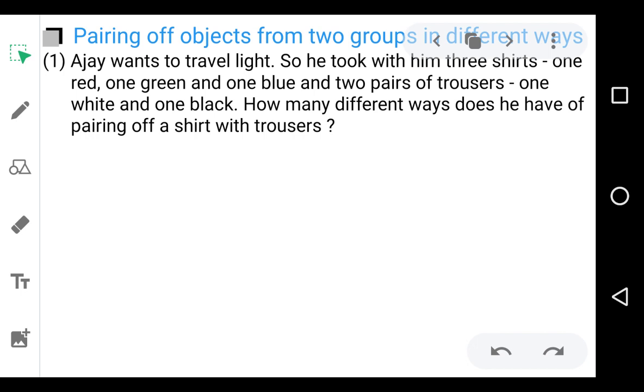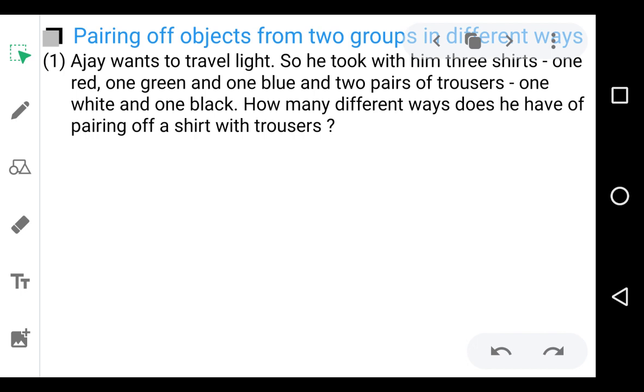Ajay wants to travel light. So he took with him 3 shirts, one red, one green and one blue, and 2 pairs of trousers, one white, one black. How many different ways does he have of pairing a shirt with trousers? Here Ajay wants to travel light, so he takes 3 shirts and 2 trousers. Here we have to find how many different ways he can pair the shirts and pants.